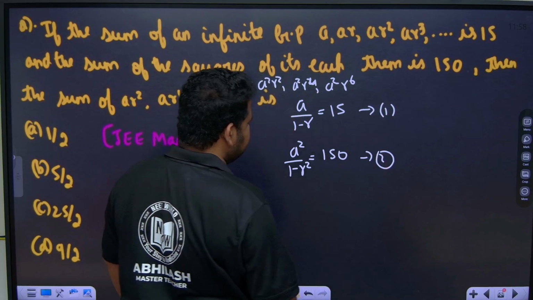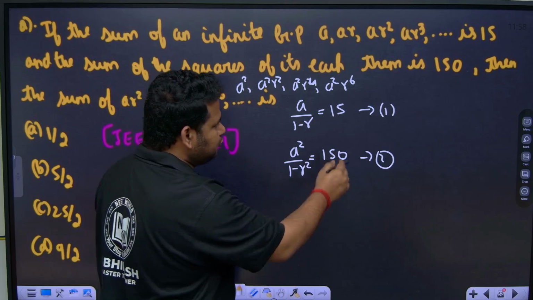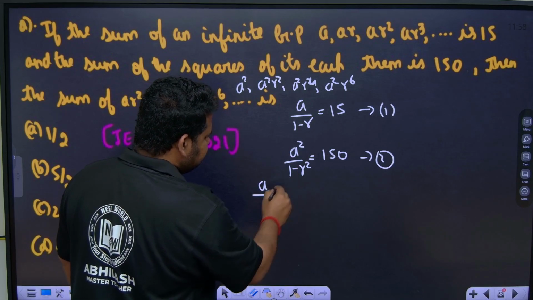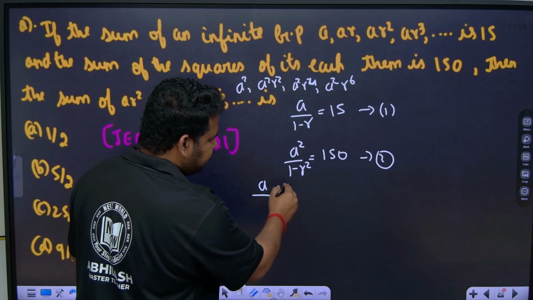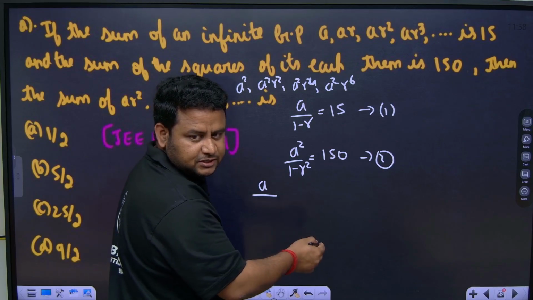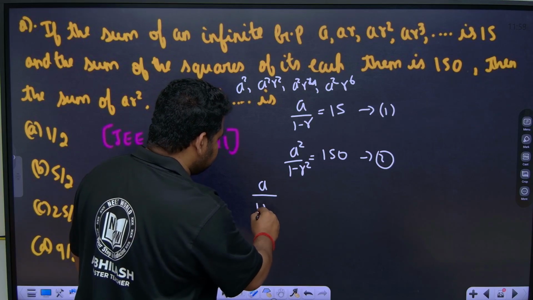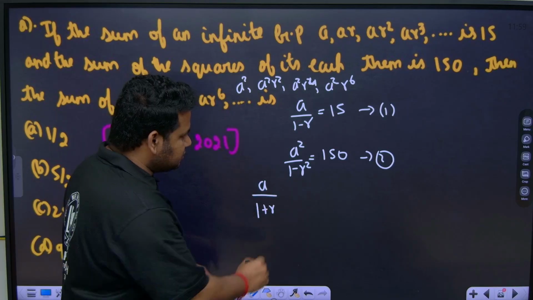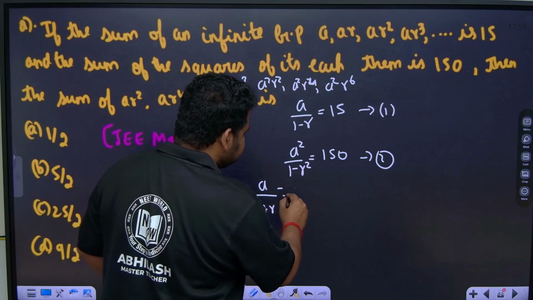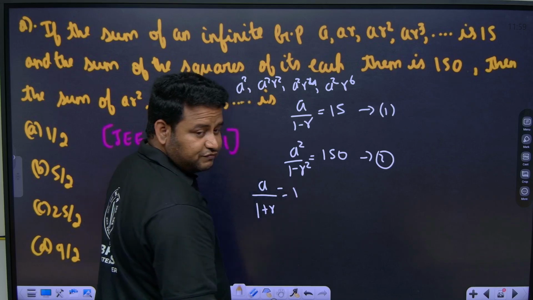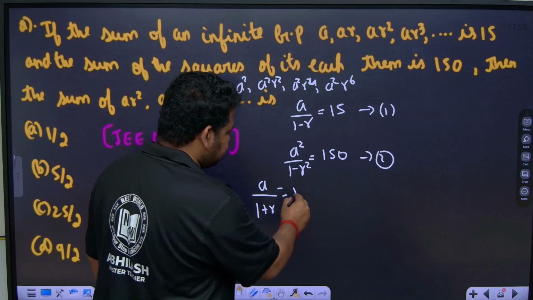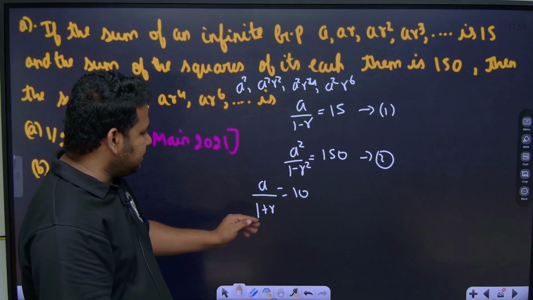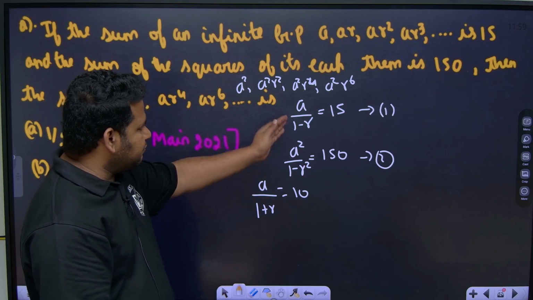If I divide 2 by 1, I will get a, and a will cancel. I will get here 1 minus r square, which I can write as 1 plus r into 1 minus r. So this I will get as a by 1 plus r. A will cancel. A by 1 plus r is equal to what? 150 by 15. 150 by 15 is 10. Correct, no? I got a by 1 plus r equal to 10, and a by 1 minus r equal to 15.